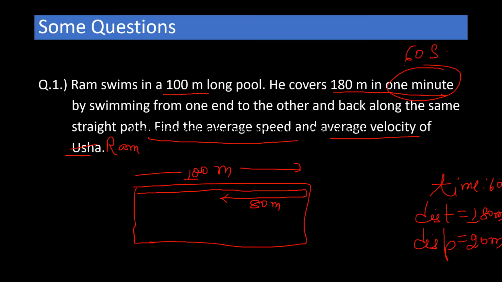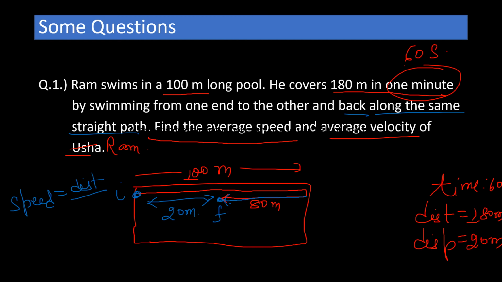Because guys, if you observe, this is the initial position, but this is the final position. Because Ram has covered 80 meters along the same straight path in the back direction. So what is the displacement here? 20 meters. So now guys, we can easily put them in the formula and find the average speed, which will be distance by time. And what is distance, guys? 180 meters. So 180 meters over, what is the time? That's 60 seconds. So speed comes out to be 3 meters per second.